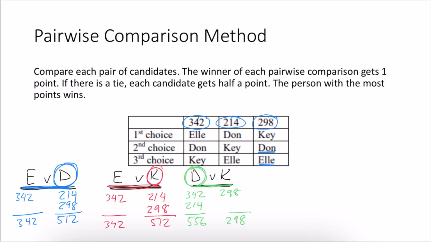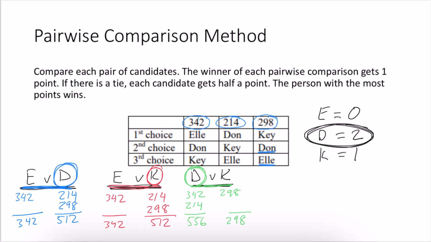So once you've looked at the winners of each pair, then you determine the winner of the overall vote by counting up their points. So we have L, Dawn, and Key, and L won 0 of the pairs, and so she gets 0 points. Dawn won 2 of the pairs, and so he gets 2 points, and Key won 1 of the pairs, so he gets 1 point. And so in this case, Dawn would be the winner of this preference vote.